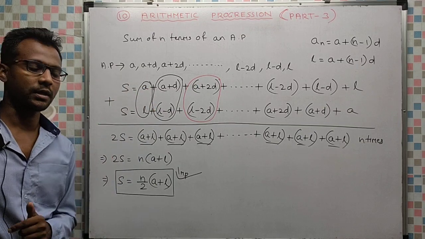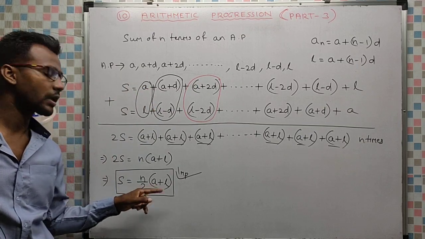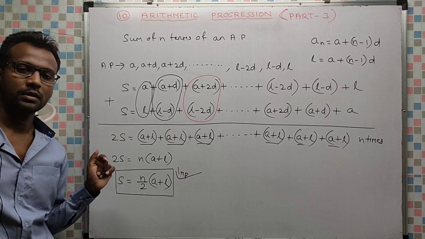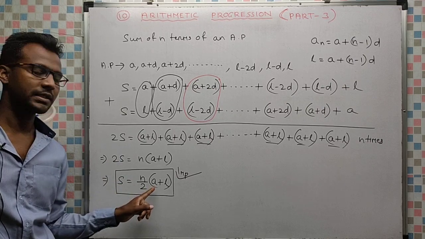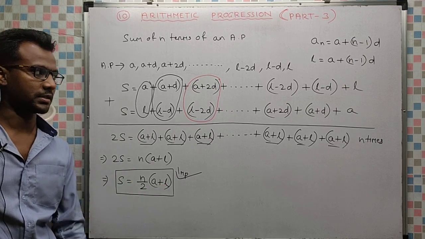So this is the formula to find the sum of all the terms of a finite AP. S is equal to n by 2 into a plus l. What is n? Number of terms in the AP. What is a? First term. What is l? Last term.